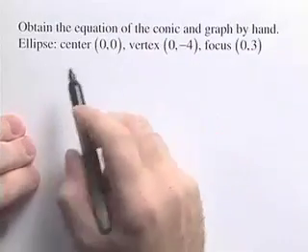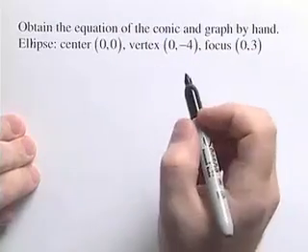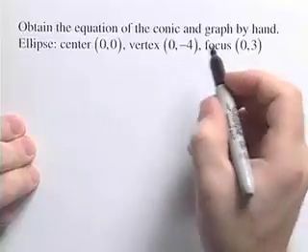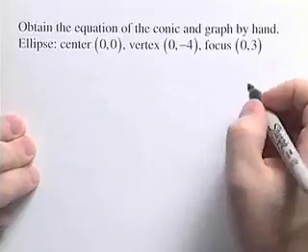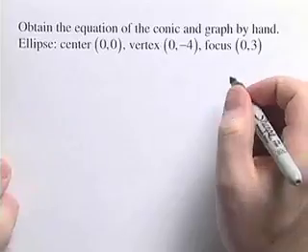Here we're asked to find the equation of our given ellipse, and then we're going to graph our equation by hand. For our ellipse, we have the center is at the point (0, 0), the vertex is at the point (0, -4), and the focus is at the point (0, 3).